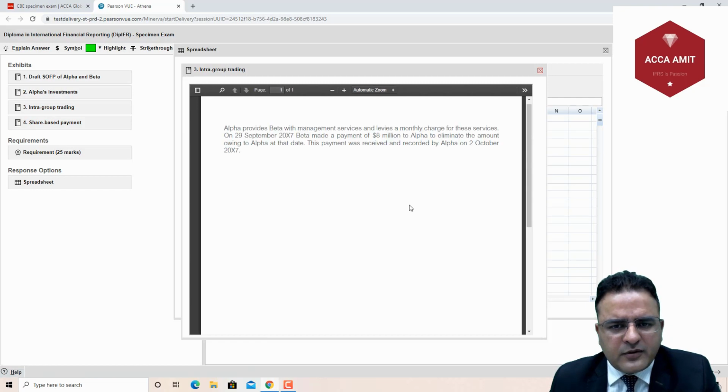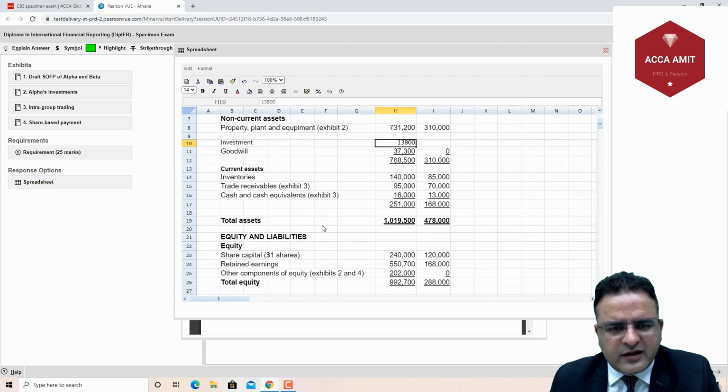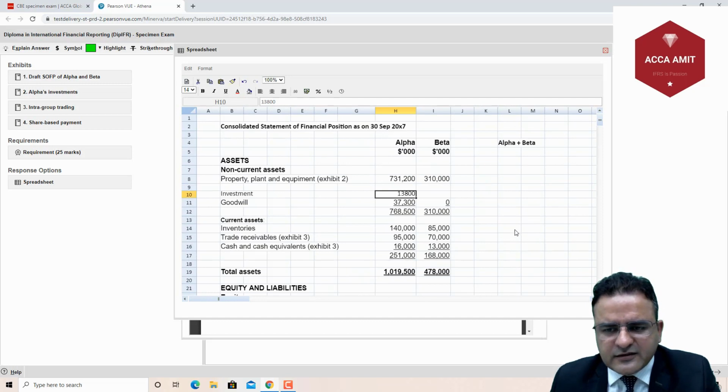Then there is intra-group trading. Alpha provides Beta with management services and levies a monthly charge for these services. On 29 September 2007, Beta made a payment of 8 million to Alpha to eliminate the amount owing to Alpha at that date. This payment was received and recorded by Alpha on 2nd October. So Beta has made a payment of 8 million, which is cash in transit. So the intra-group trading to be dealt with relating to Exhibit 3 is Alpha plus Beta.